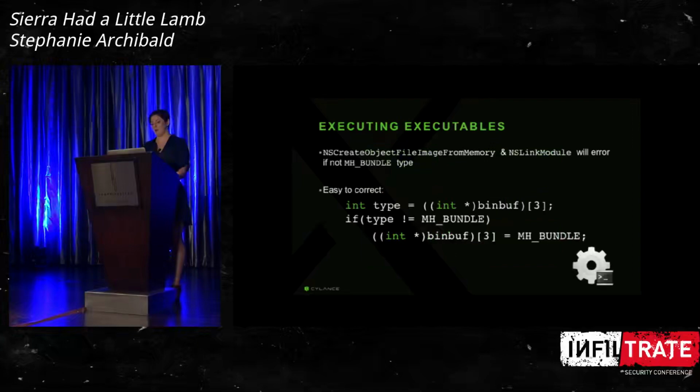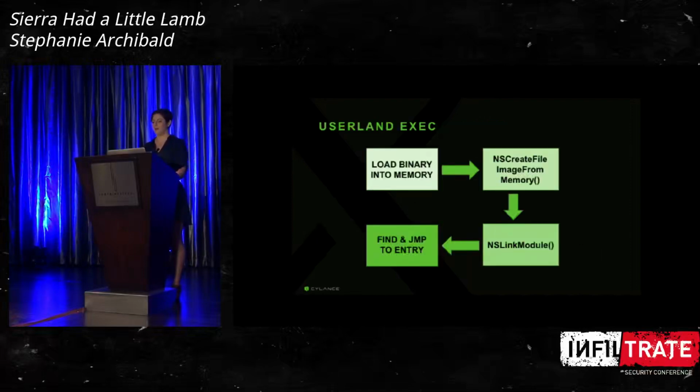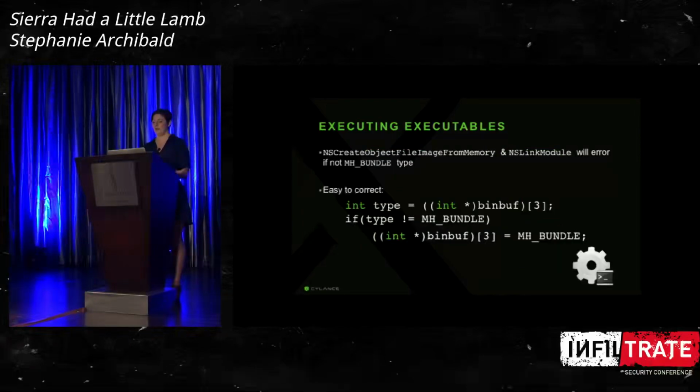So finding an executable entry point is pretty easy, right? You just walk the Mach-O struct to find the load commands. You may remember that I said earlier that the only type that NSLinkModule will allow you to load is an MH_BUNDLE type. Fortunately, it's really easy to correct. If you set the type to MH_BUNDLE, even if it's not that type, NSLinkModule will work just fine. So you can actually get away with loading executables with these functions that are supposed to disallow it.